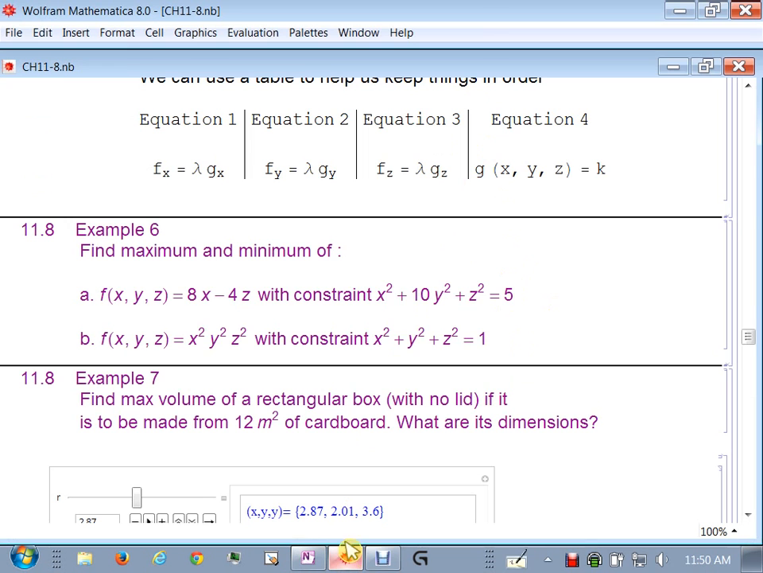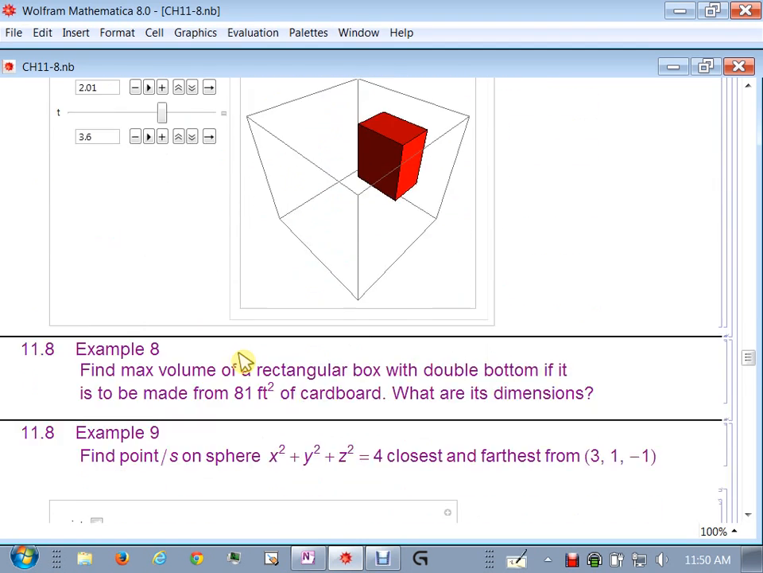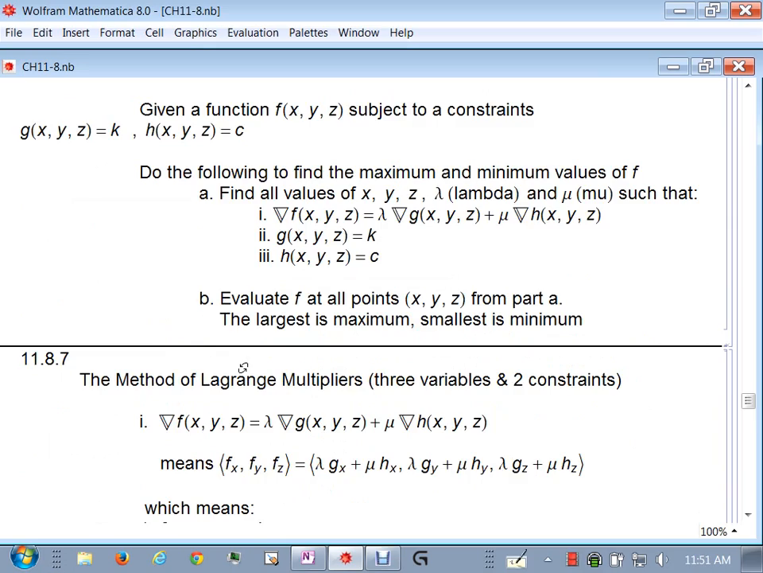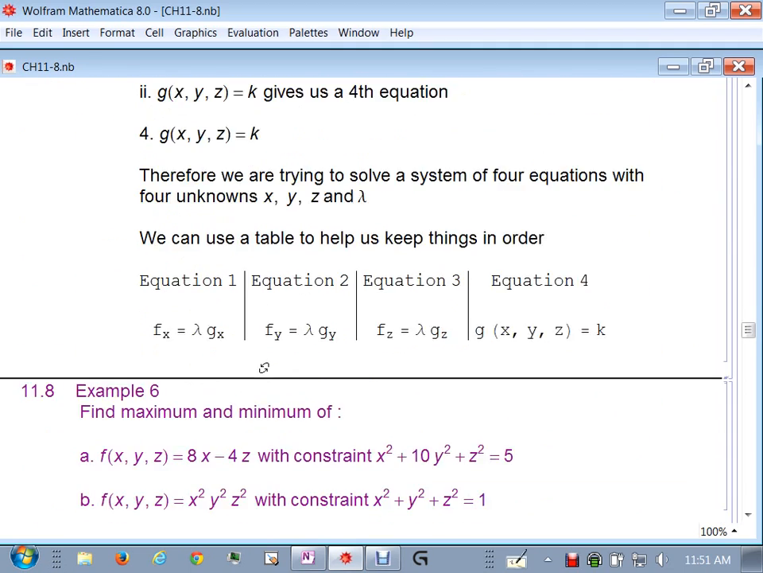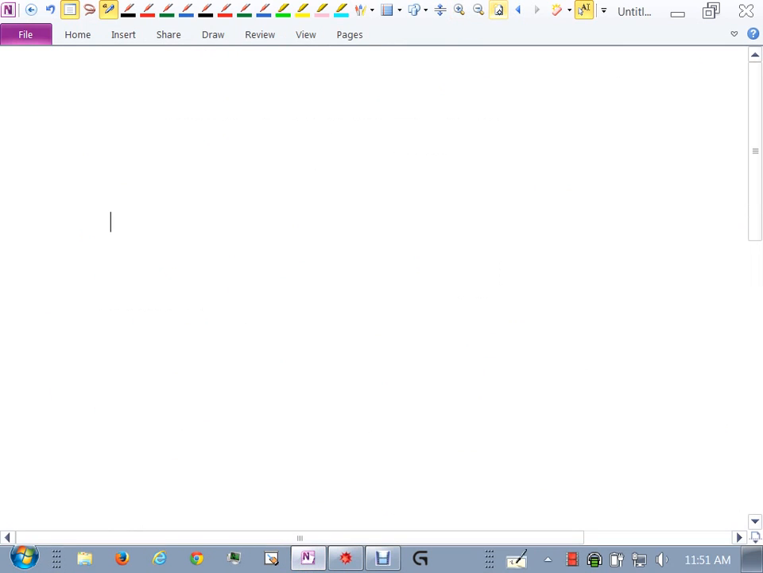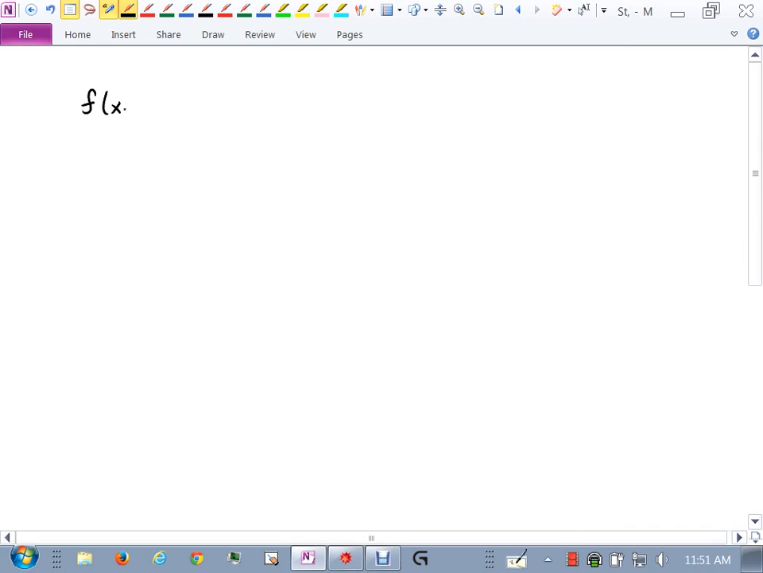All right, what should we do next? The next one, boy, look at this one. This one looks like it's going to be a little bit bigger disaster with the partial derivatives, right? I'm just looking ahead here. Let's see what else we've got. Yeah, let's do this one. So f of x, y, z equals x squared y squared z squared.